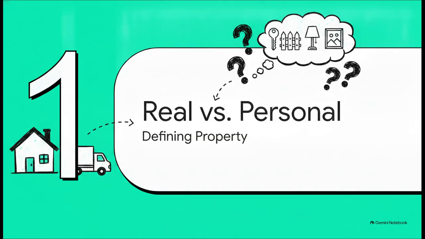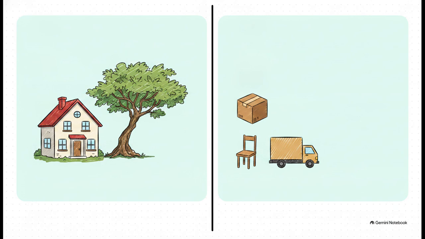Section 1. Property, real versus personal. You know, whenever real estate changes hands, one of the absolutely most common and honestly most heated legal disputes is about what exactly transfers to the buyer and what leaves with the seller. To solve this, the law uses a pretty stark dichotomy.